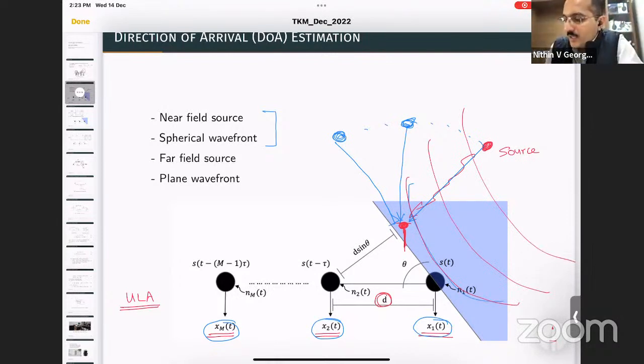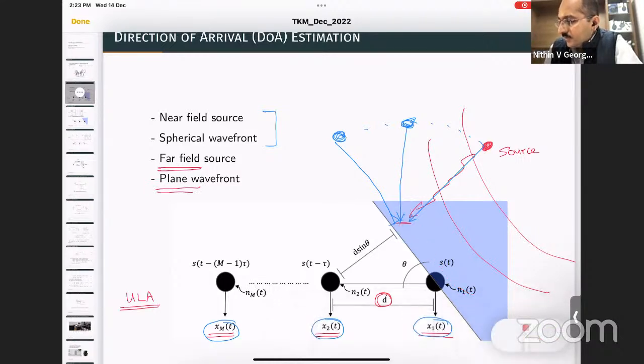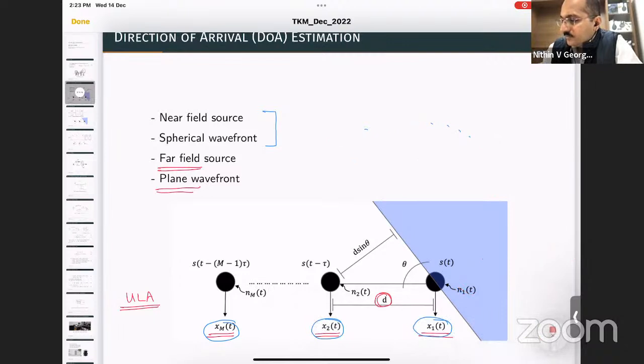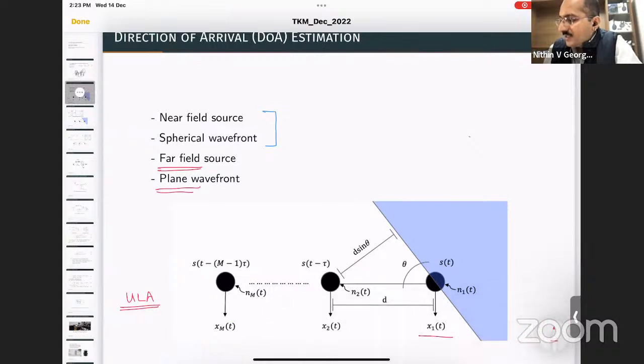But now if you are looking at a far field source, what can you assume? You can assume that we have a plane wavefront. So in this diagram, I am assuming that my source is a far field source and I have a plane wavefront. This line is the plane wavefront.